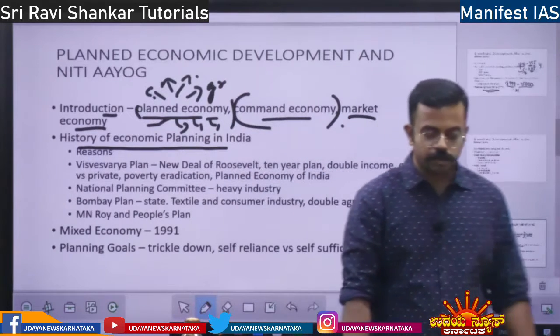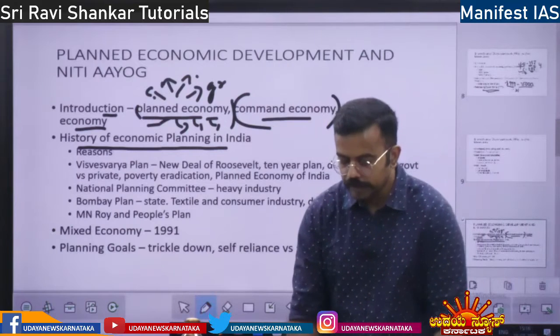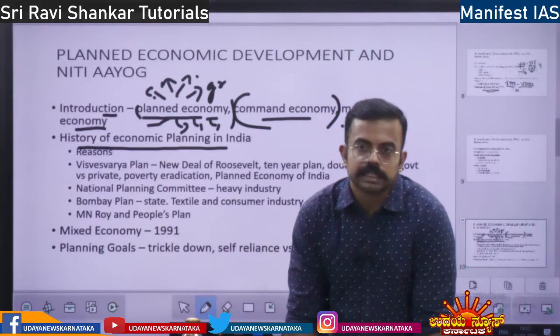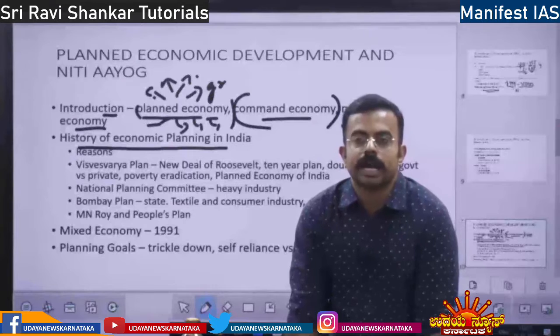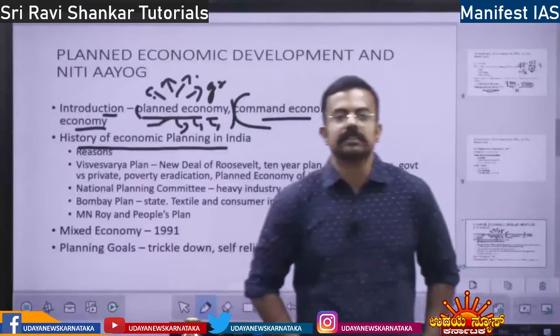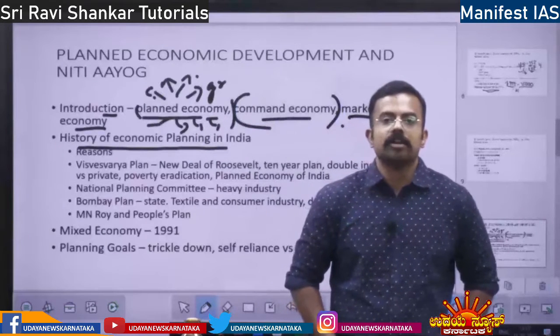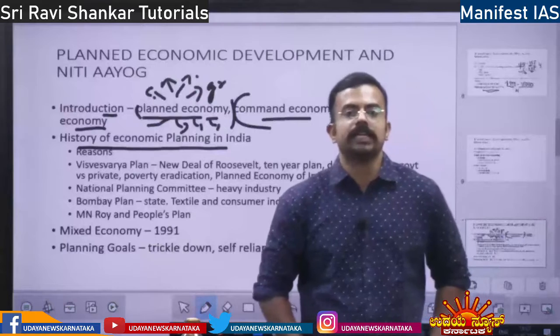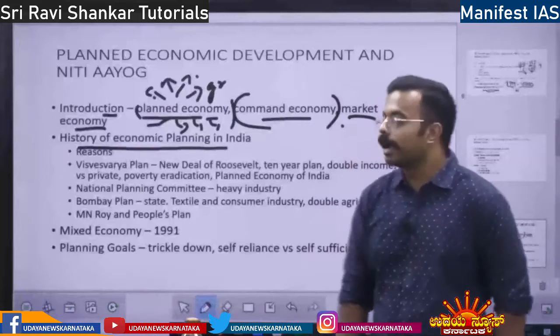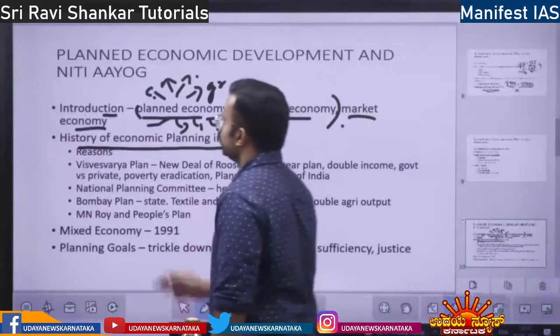Before looking at the history of economic planning, what are the reasons for planning? There are internal reasons and external reasons. Jawaharlal Nehru was inspired by planning. He visits the Soviet Union. He sees the planned economic model there. Every 5 years there used to be one plan. In the USSR, he gets inspired. When he gets inspired, he comes back and starts the economic model in India.